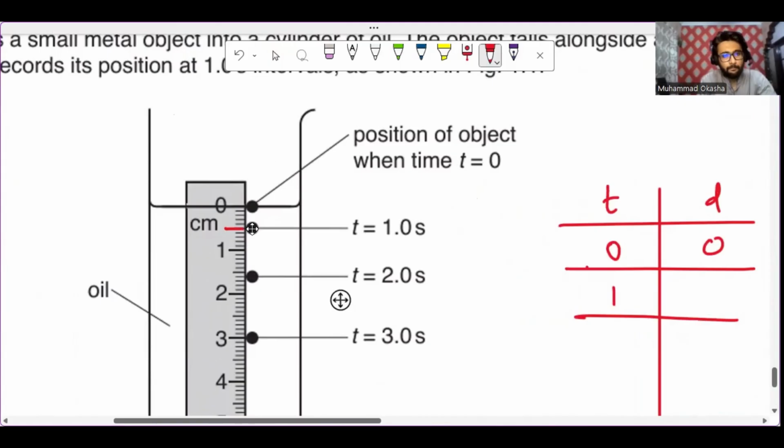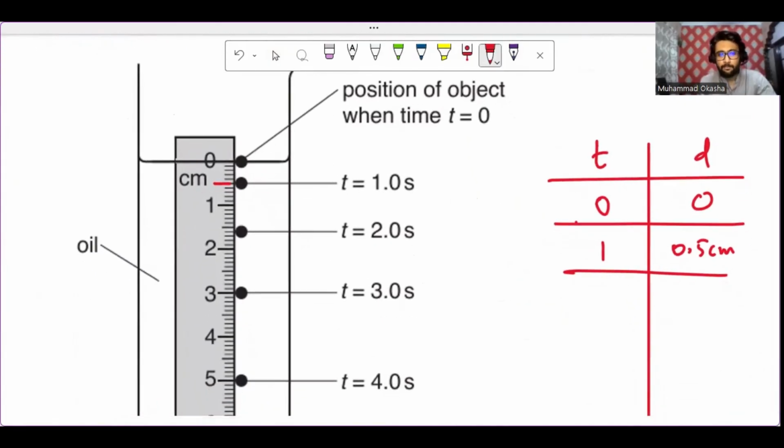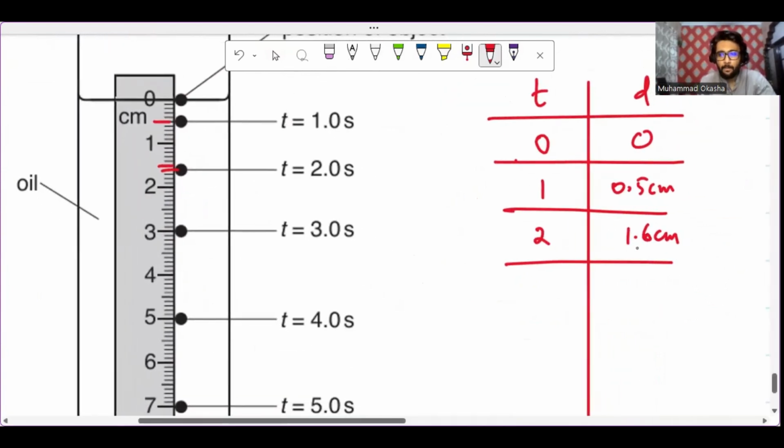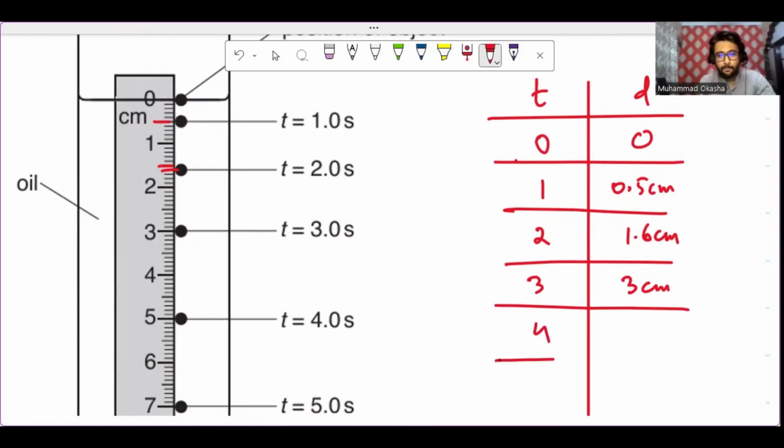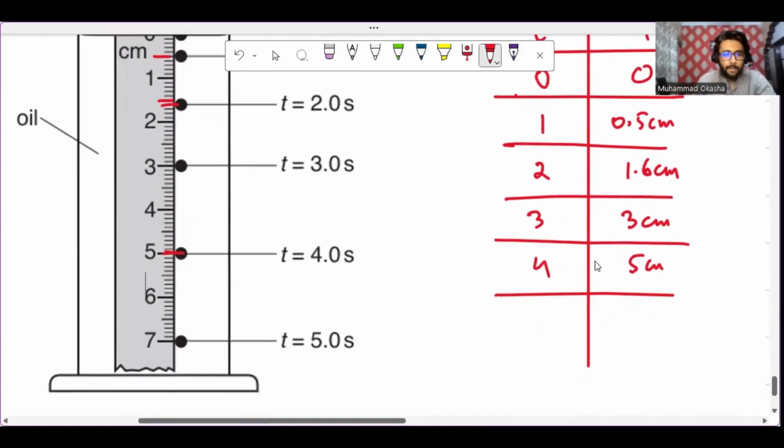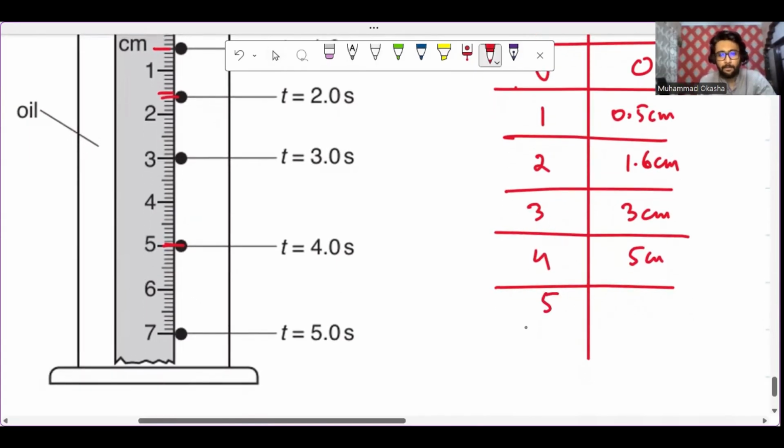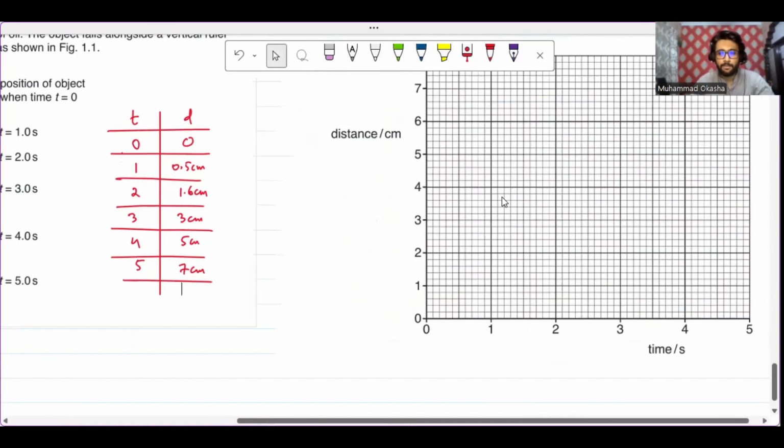Because this is right in the middle, 0.5 centimeters, right? At time 2, the distance is 1.6 cm. At time 3, the distance is 3 centimeters. At time 4, the distance is 5 centimeters. And at time 5, the distance is 7 centimeters. Okay, let's use this table to plot the distance.